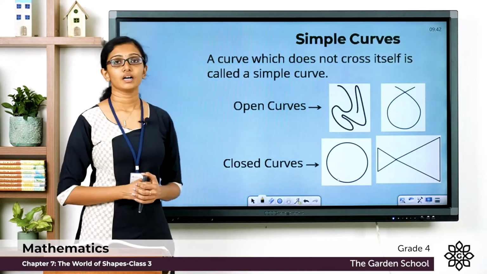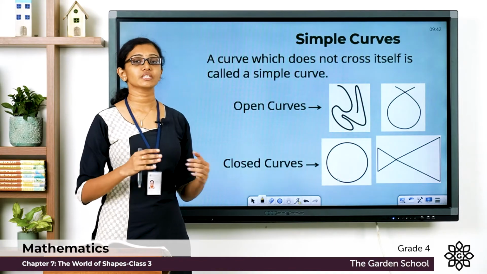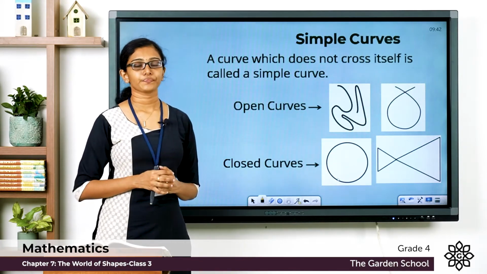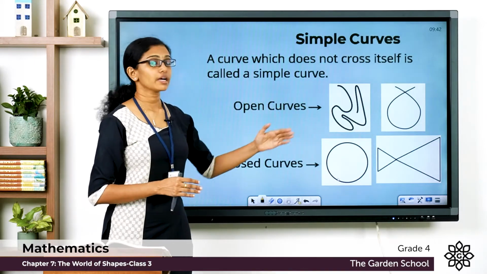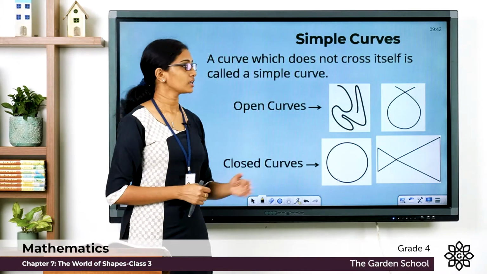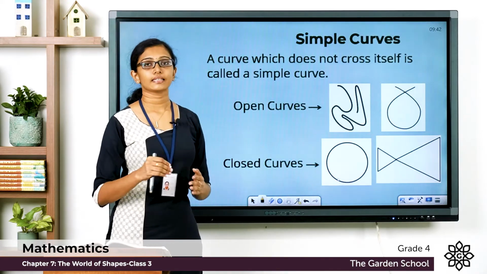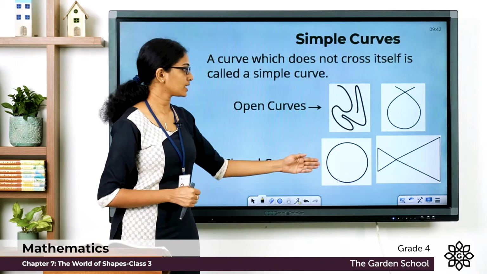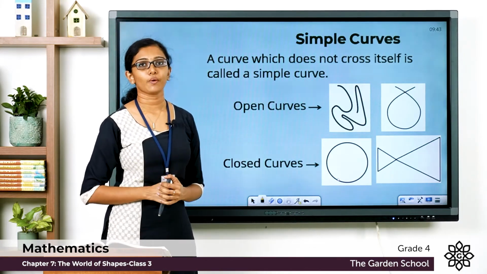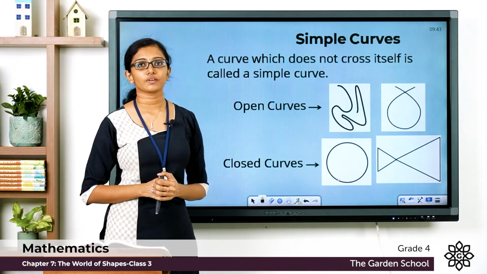Now, what do you mean by a simple curve? See, you can draw curves in different ways. It can be open or closed. You can draw it any way. But what if a curve crosses itself? You see these examples here? These are open curves. The curves do not start and end at the same point. But these are closed curves. These curves start and end at the same point. But you see, this figure and this figure cross themselves.